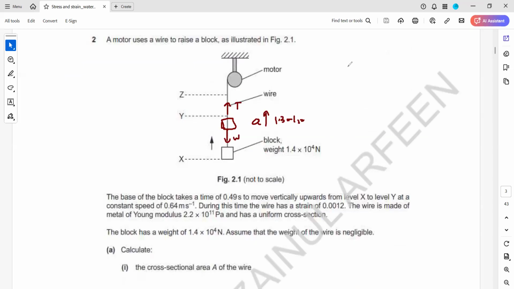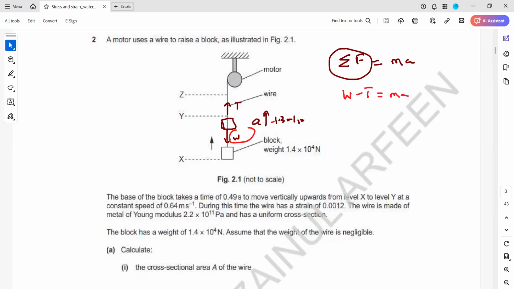We need the tension. So according to Newton's second law, the resultant force equals ma. What about the resultant force? In this case, because it is decelerating, which force should be greater? The W should be greater. If it was accelerating, then I should write T minus W. But in this case, I should write W minus T. So W minus T equals ma.